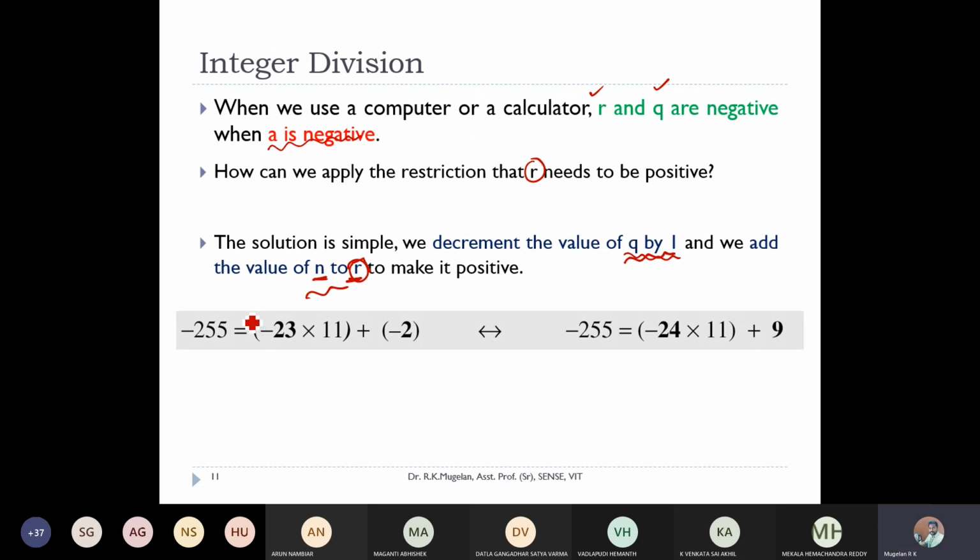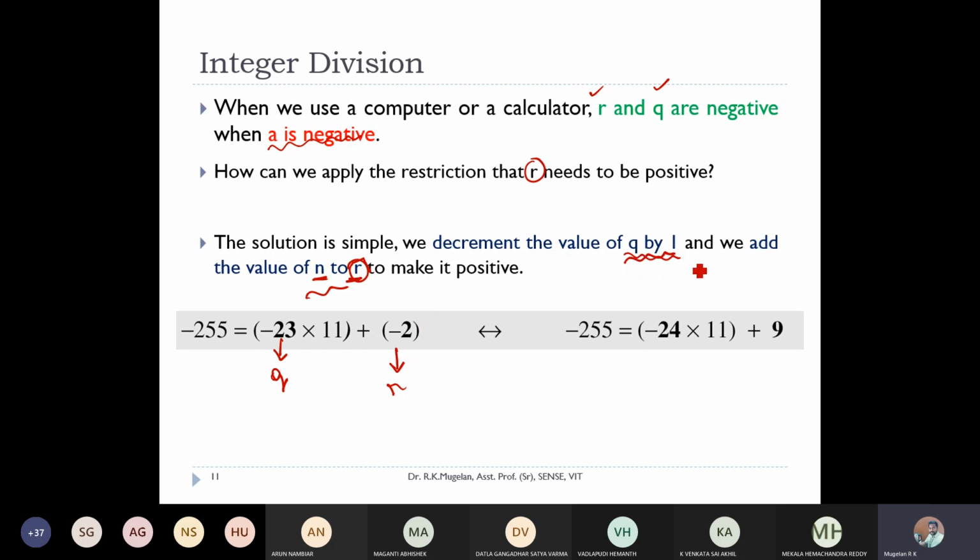Suppose I am taking minus 255. If you divide minus 255 by 11, I'll get the quotient to be minus 23 and the remainder will come to minus 2. But my concern here is that I should not have a negative value of remainder. So I have to convert this negative value into a non-negative value. For converting this, we have to use this rule.